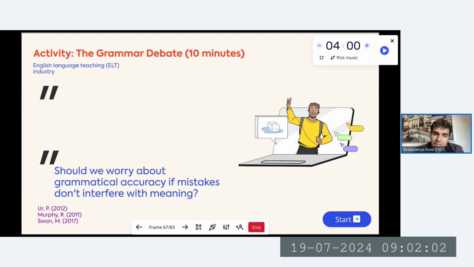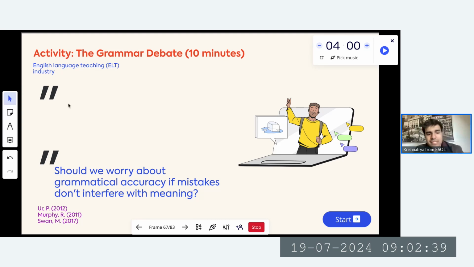Should we worry about grammatical accuracy if mistakes don't interfere with meaning? What do you feel? Okay, so please have a look. There are only 14 teachers who have answered. There are 25 people with us right now in the room, but 14 teachers have answered. 57% of you think, yes, accuracy is essential. Thank you very much.